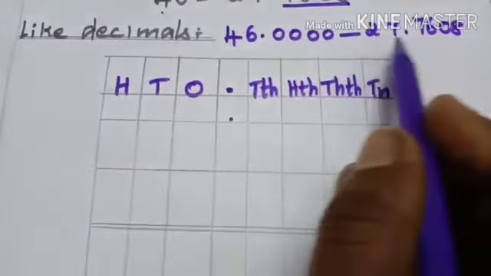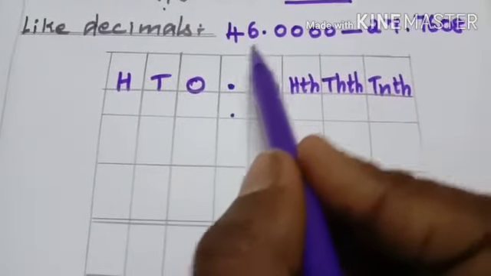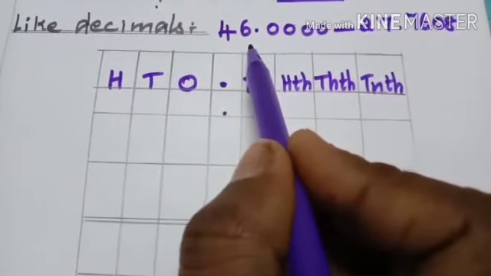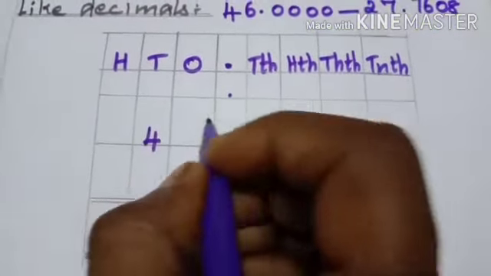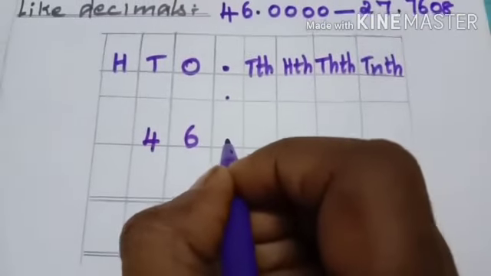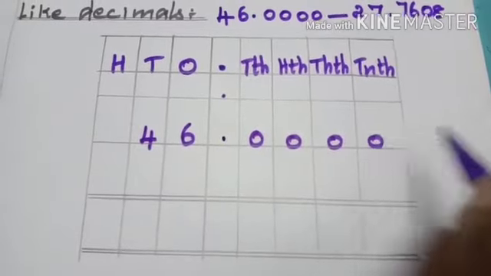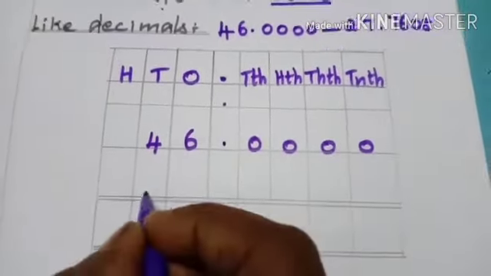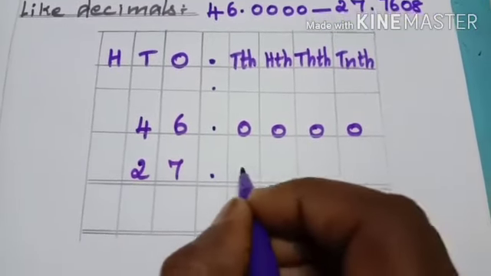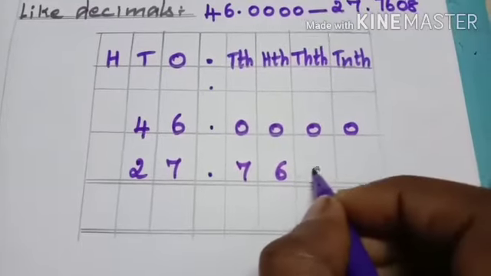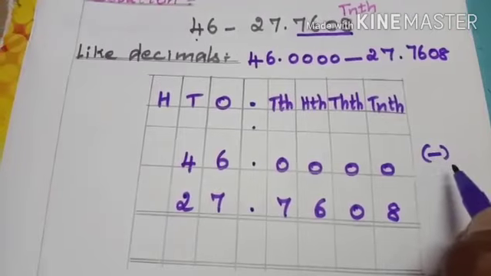27.7608. We have to arrange it in columns. Here 46 is a whole number, so we write 4 in the tens place and 6 in the ones place, then 0.0000. And next 27.7608. We have to subtract.